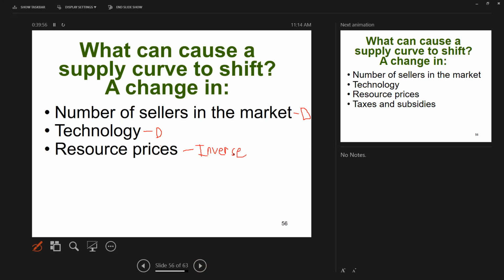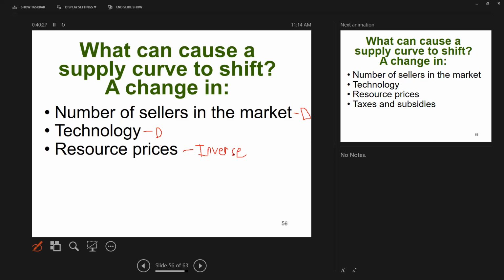If there's a war in the Middle East or something like that, and the price of a barrel of oil goes up, then it becomes more expensive to make a gallon of gasoline. That increases the total cost of producing gasoline. That reduces the profitability of making gasoline, and that will cause a decrease in the supply of gasoline.